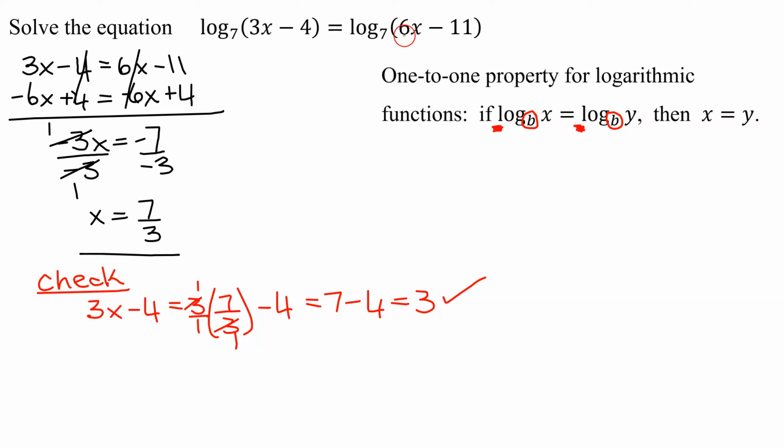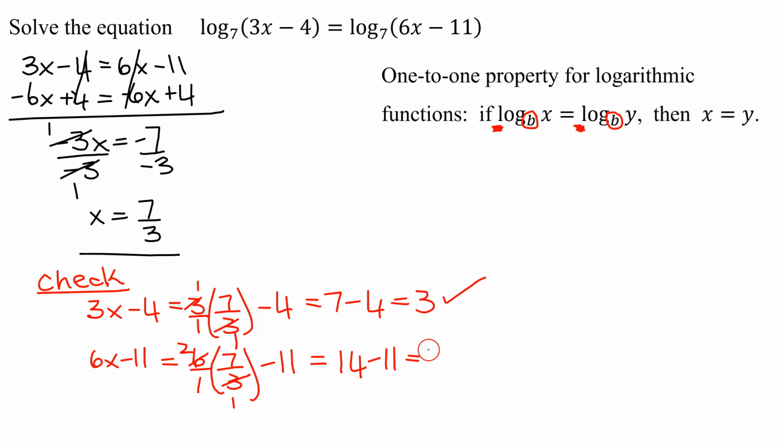Now let's check our second argument, 6x minus 11. So I'm going to have 6 over 1 times my x value of 7/3 minus 11. 3 reduces with 6 twice. 2 times 7 is 14 minus 11 equals positive 3. That is also a positive number. So I have proved that both of the arguments of my logs are positive, so my answer is not extraneous.